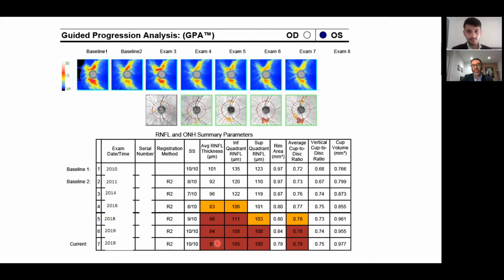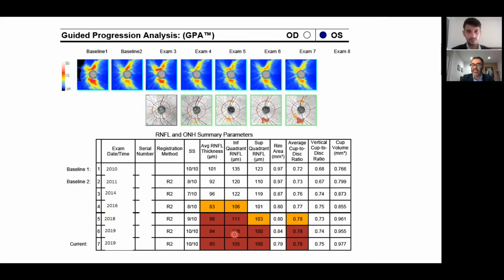Similarly, we can see that both inferiorly and superiorly, we are noticing changes. We're noticing thinning of the superior and inferior nerve fiber bundles, which are flagged on that deviation map. So although when I was comparing the 2016 OCT to the 2019 OCT, I didn't really notice a change on the left-hand side, having this longitudinal data over time has really showed me that there is change, and not only inferiorly, but superiorly as well.